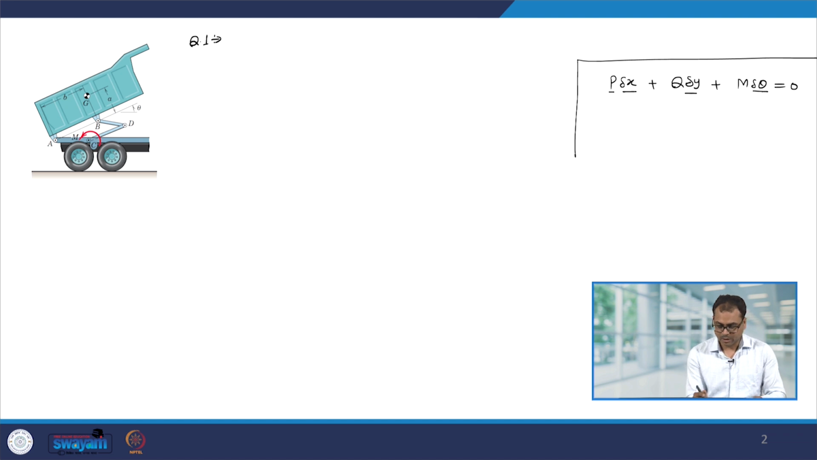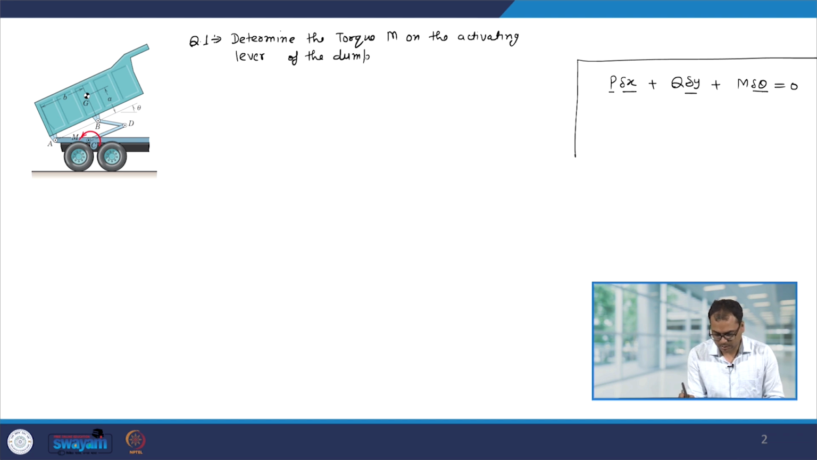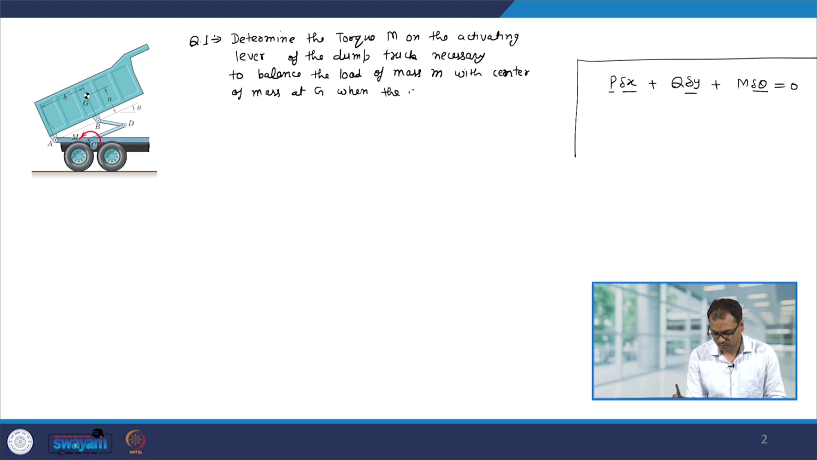The problem statement is the following: determine the torque M on the activating lever of the dump truck necessary to balance the load of mass M with center of mass at G when the dump angle is theta.